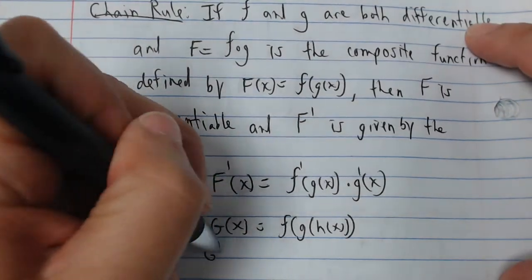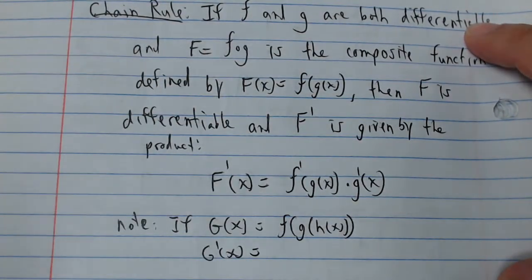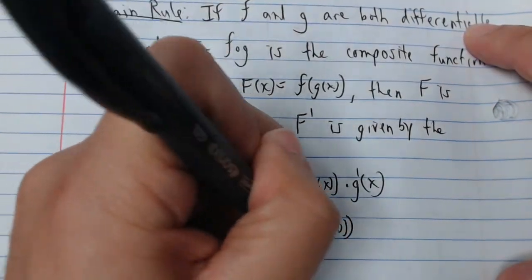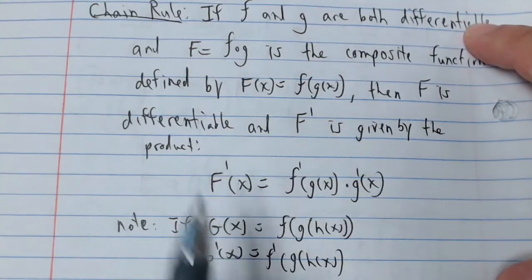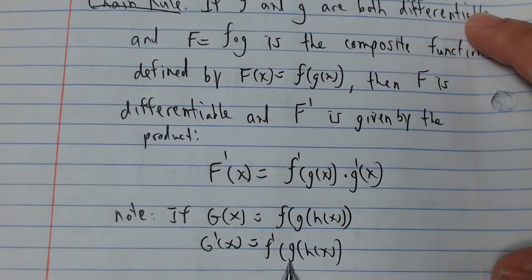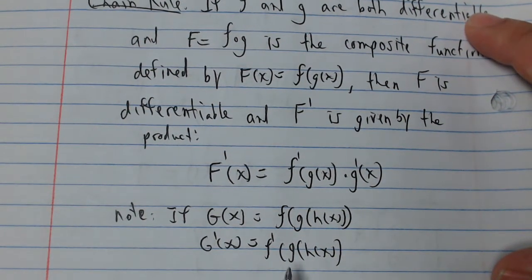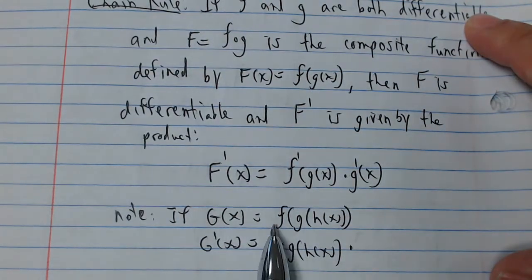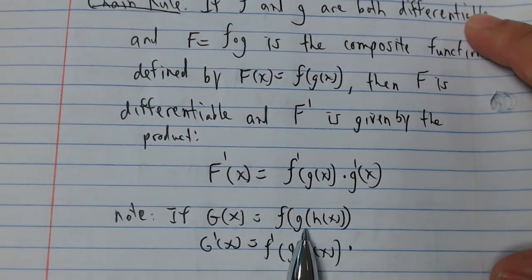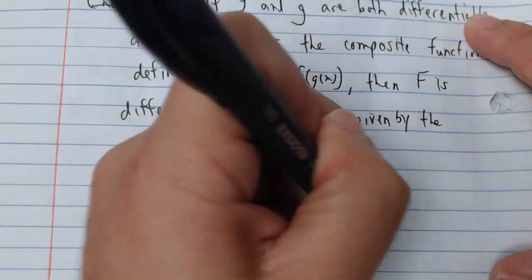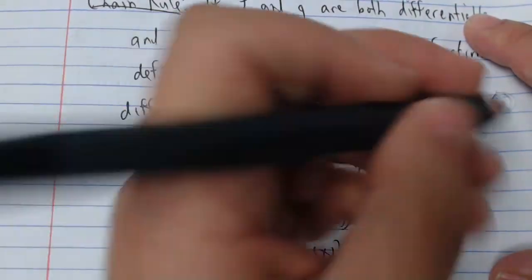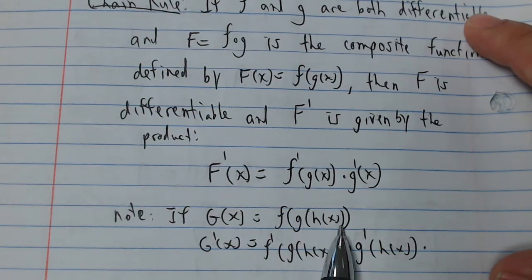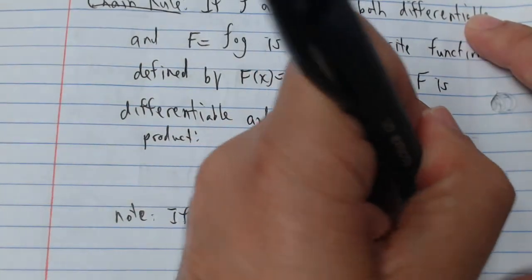So G prime of x would be what? The derivative of the outside, so the furthest out is f prime of g of h of x. Notice how I'm not finding the derivative of g and h, I'm just going one at a time. So you first find the derivative of f. Then you say times, then you go inside. Once I took care of f, the next function is g. Then you say g prime of h of x. Then you say times, and finally you keep going in until you can't go in anymore: the derivative of h, which would be h prime of x.